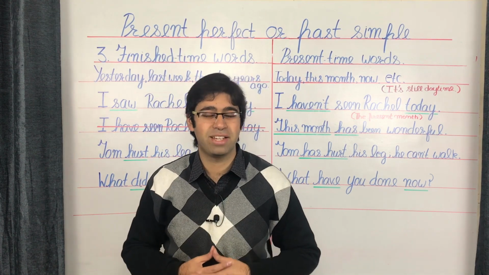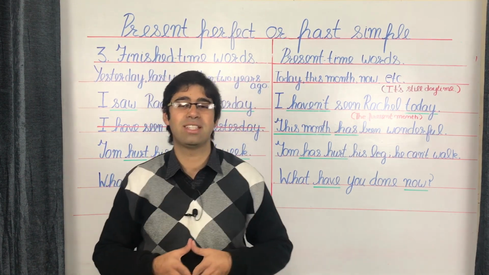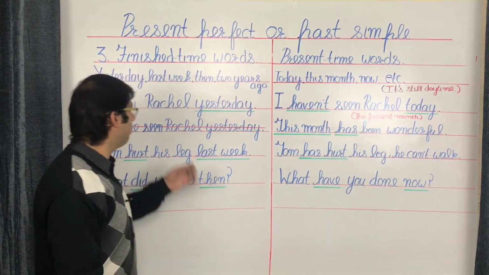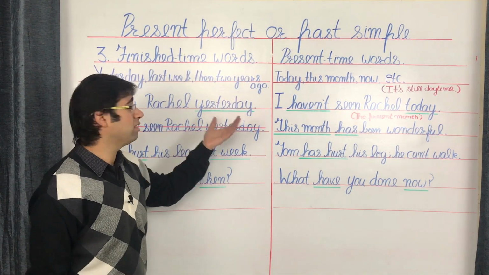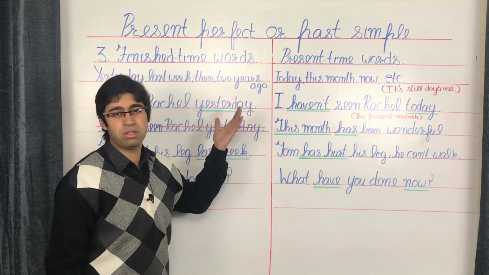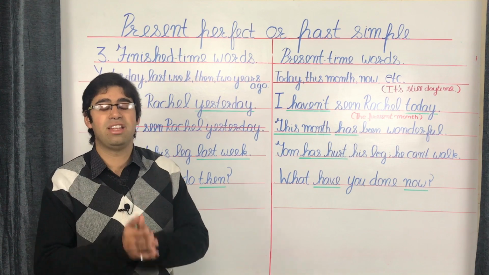Alright, so on to a very simple case this time, which is of the finished time words and the present time words. Let's begin with the finished time words over here. So whenever you've got a finished time word in your sentence, such as yesterday, last week, then, 2 years ago, and so on, you're going to have that sentence in the simple past.